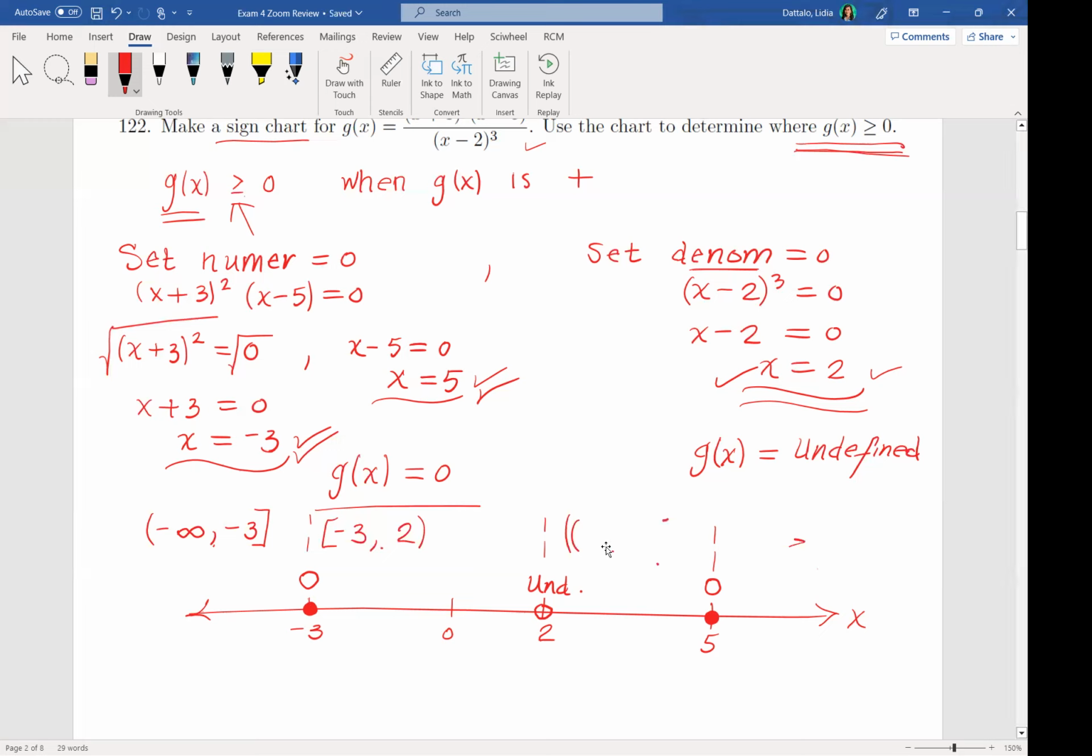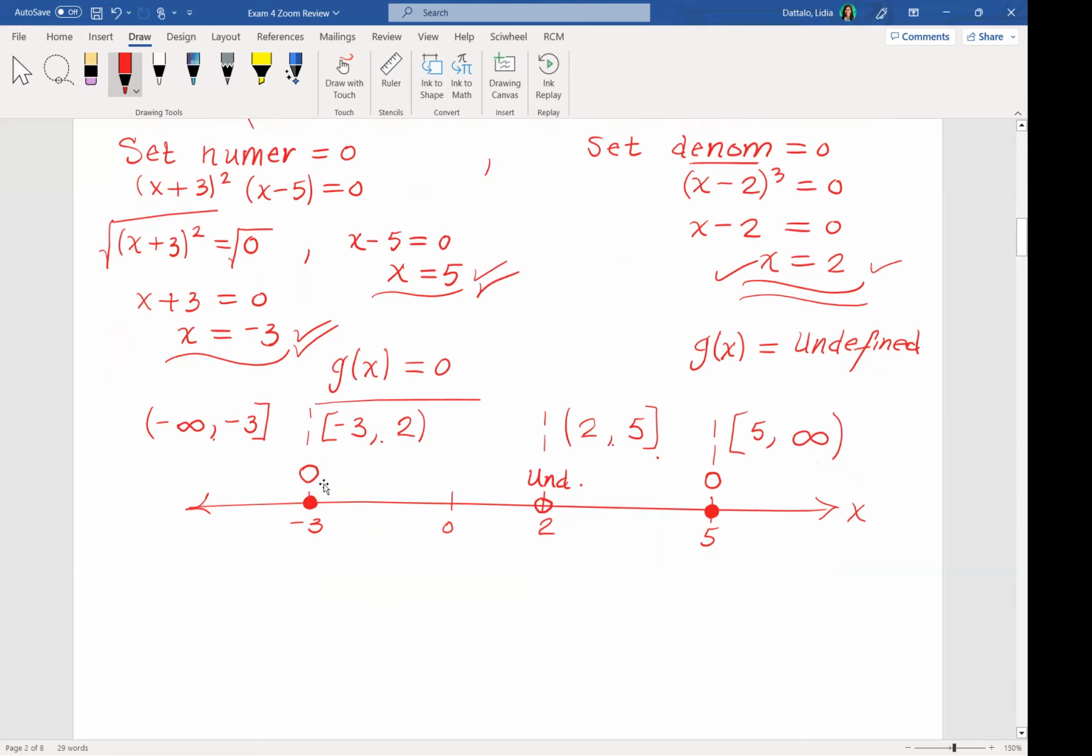Okay, so then the other interval is going to be 2 all the way to 5. And since that 5 is a 0, we put a bracket, and then the greater or equal to. And over here, we're looking at from 5 all the way to positive infinity. Now, I'm going to do this.